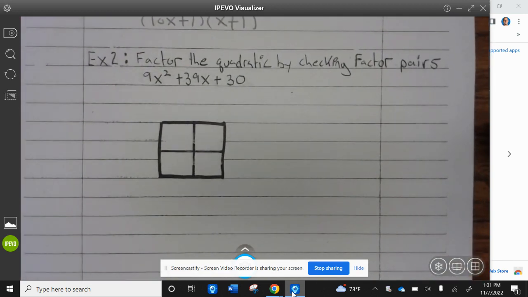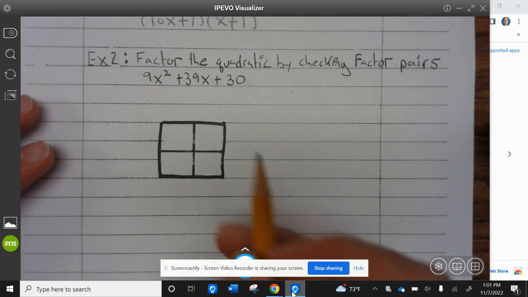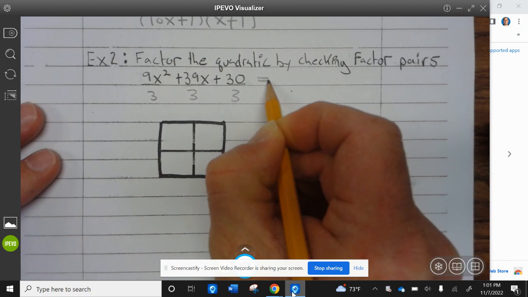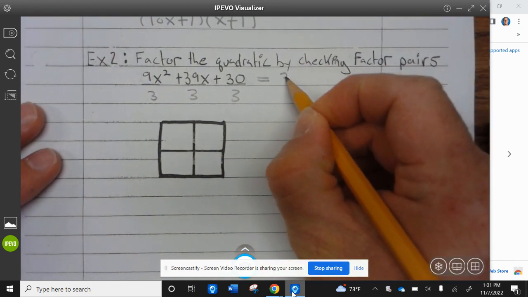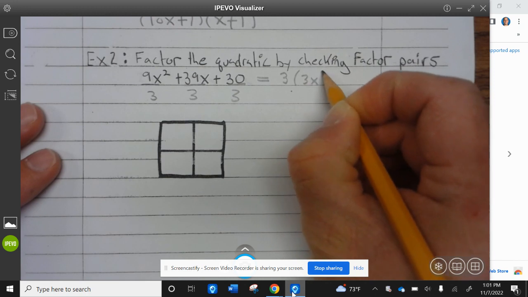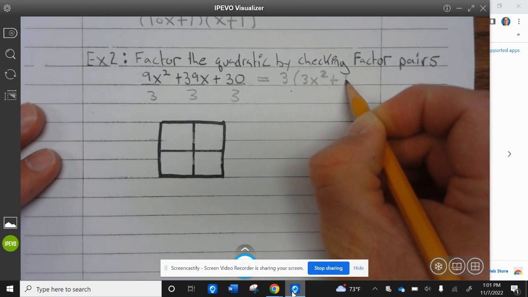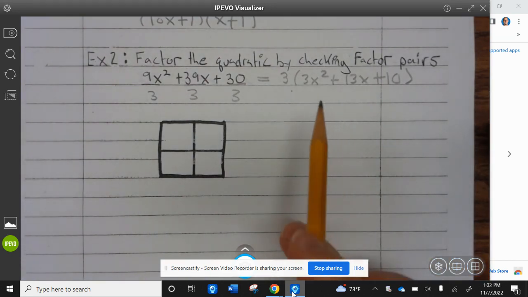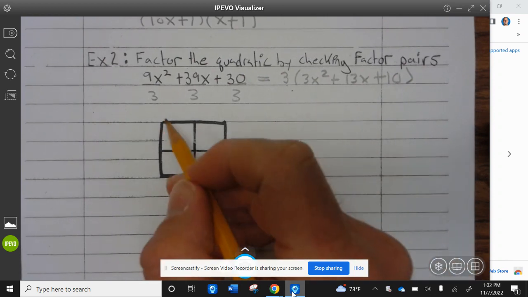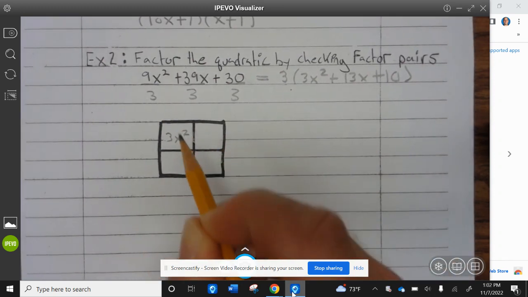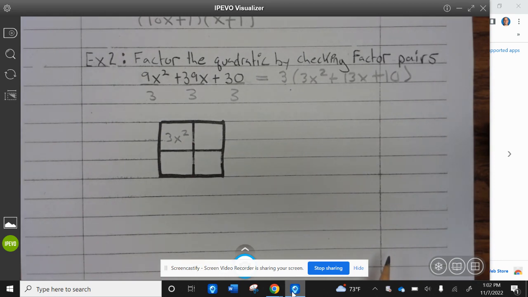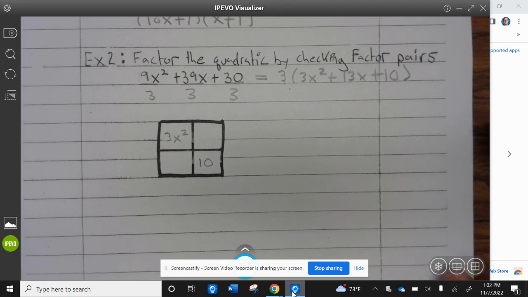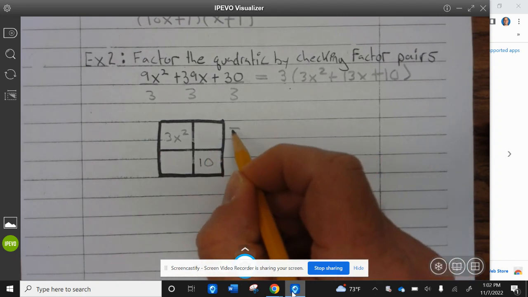All right, example 2. Factor the quadratic by checking factor pairs. Now, first thing you want to do is divide all of these terms by 3. So that becomes 3 times 3x squared plus 13x plus 10. So we know our final answer is going to have a 3 in front. But now our first term is 3x squared and last term is 10. Okay, these middle need to combine to be 13x.